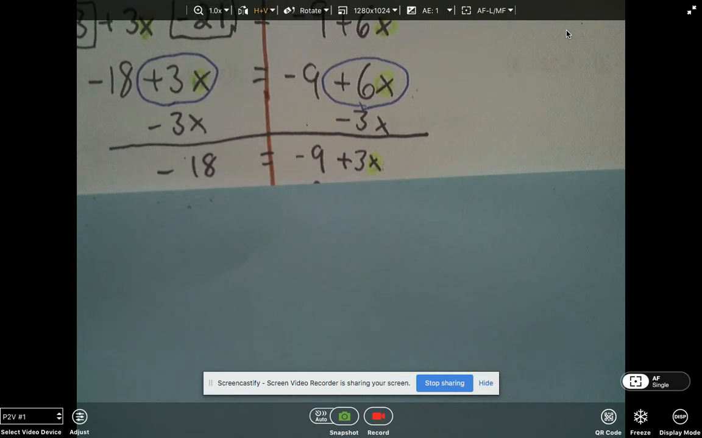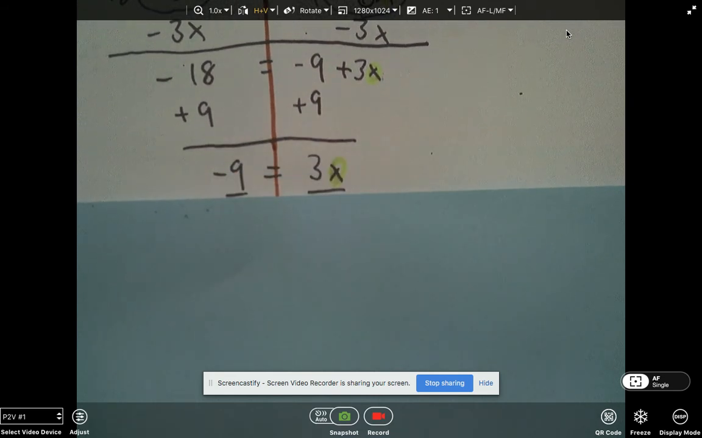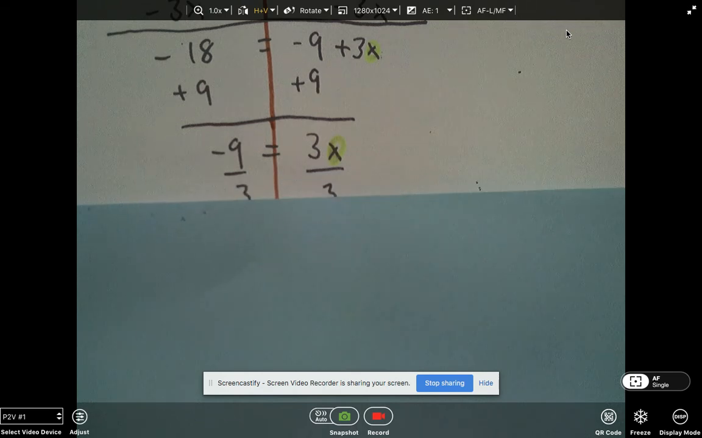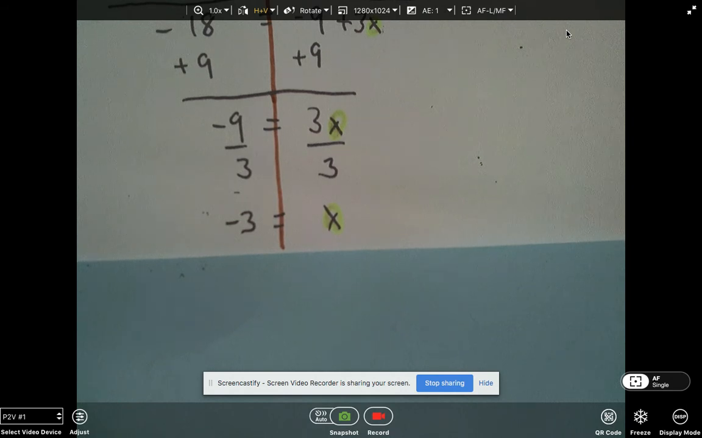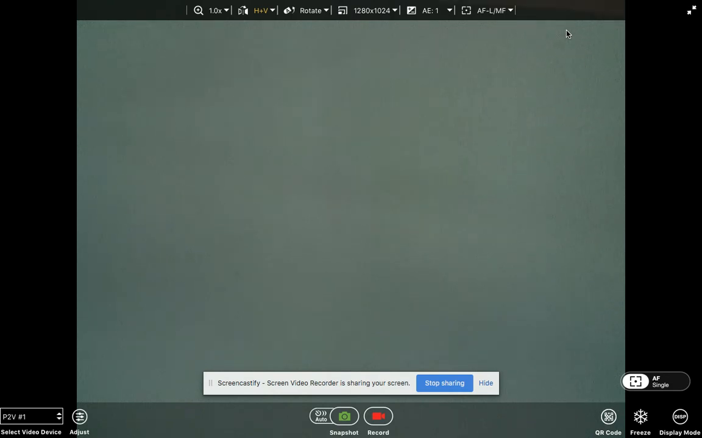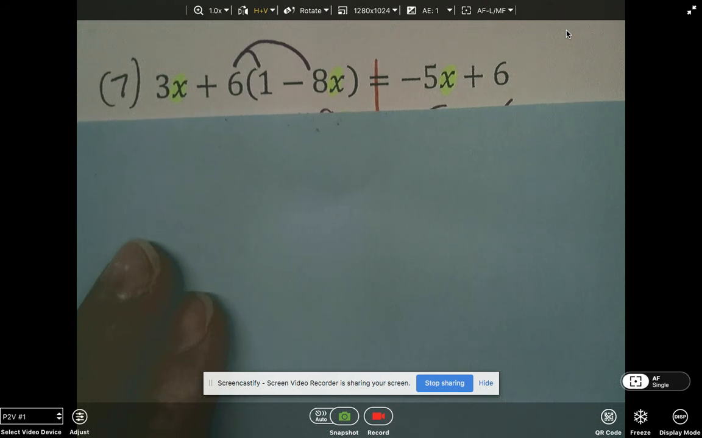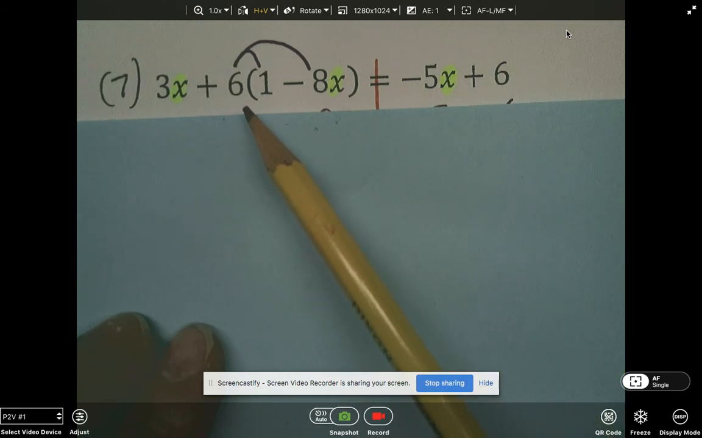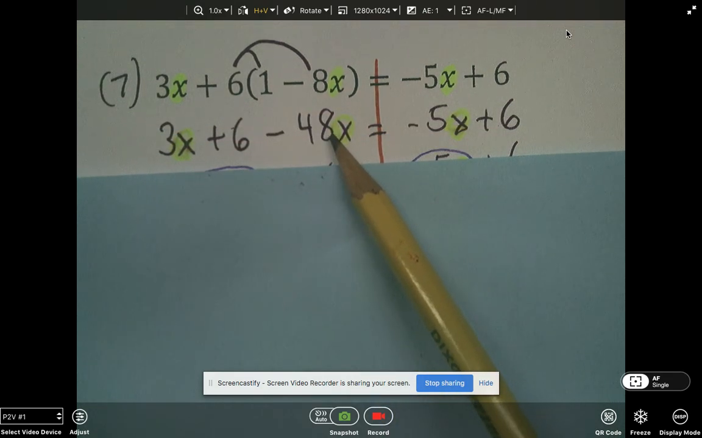Two-step equation. What's the first step? Add 9. What am I left with? Negative 9 equals 3x. Next step, divide by 3. And of course, x equals negative 3. All right, number 7. I'm going to pause it again and let you try this one with a partner. And then we'll go back and go step by step because this is the hardest equation we've done the entire year so far.